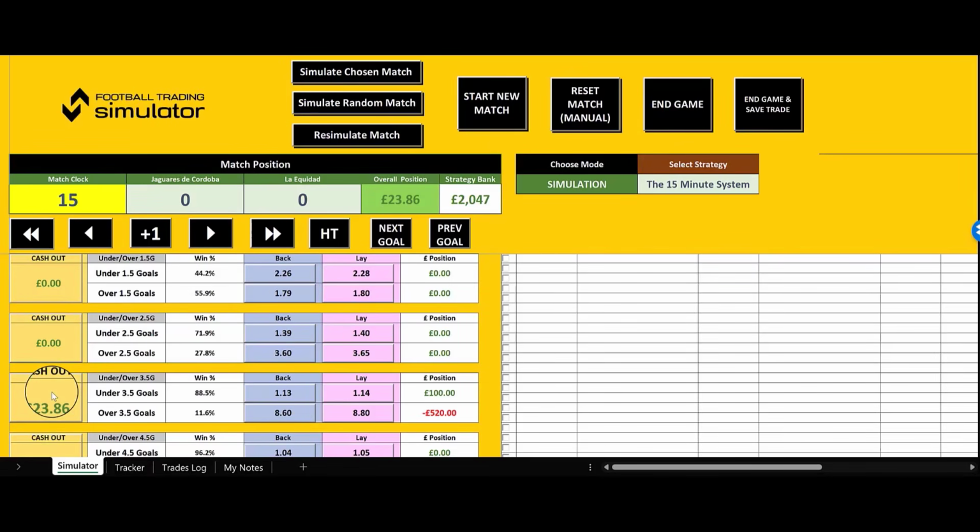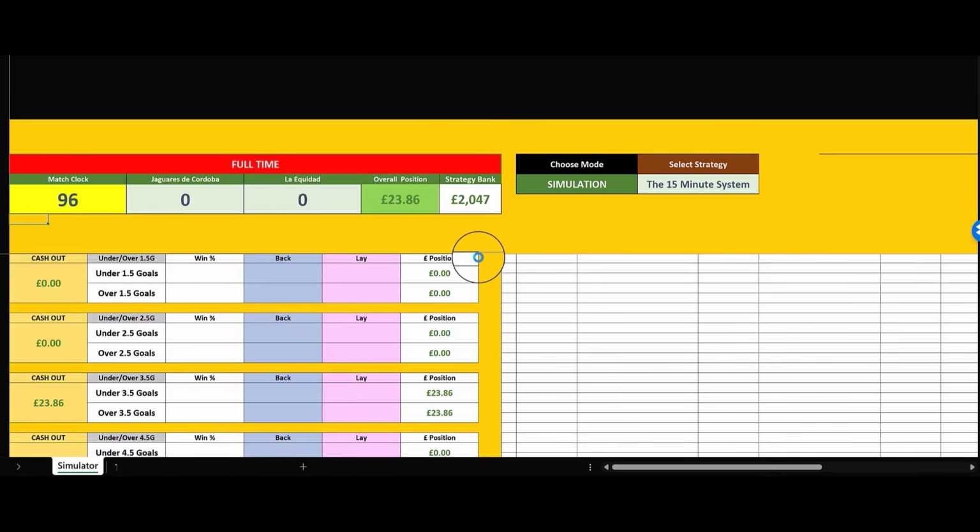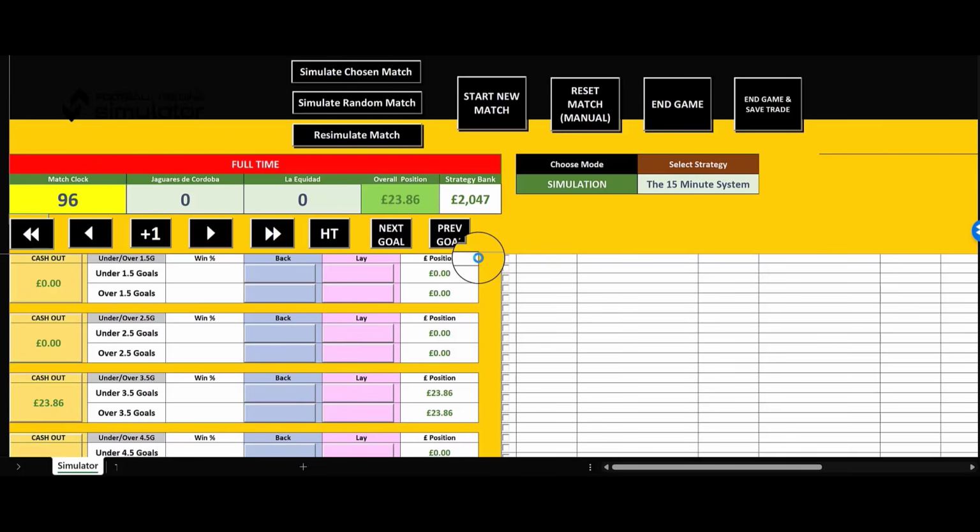So anyway, we'll get this locked in, and we'll get it added to the bank, and then we will do a quick review. So let's just press this cash out, and then we're going to go to end game and save the trade. So let's take a look at this, and let's see what the final score was on this one. It was a 0-0. So we needn't have really worried. So anyway, let's look at the tracker once this resets.